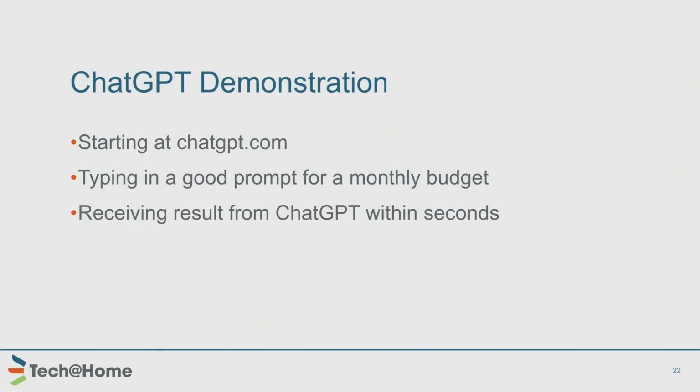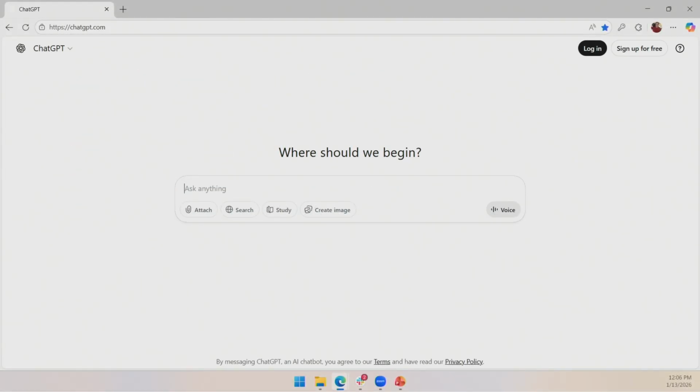So here I'll show a little demonstration on some of the more basic use of AI through ChatGPT. We'll start at chatgpt.com, which is a totally free AI generation platform. We will type in a good prompt. I want to ask for a monthly budget for myself, and then we'll usually receive a result from ChatGPT within seconds. So here I am starting on chatgpt.com.